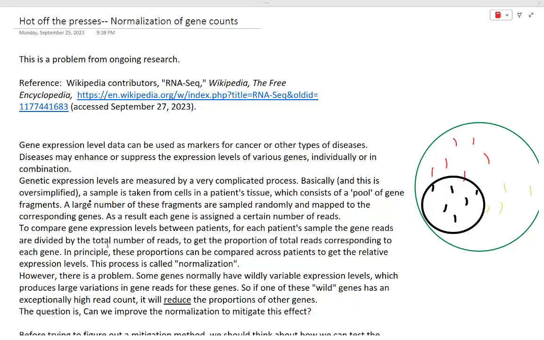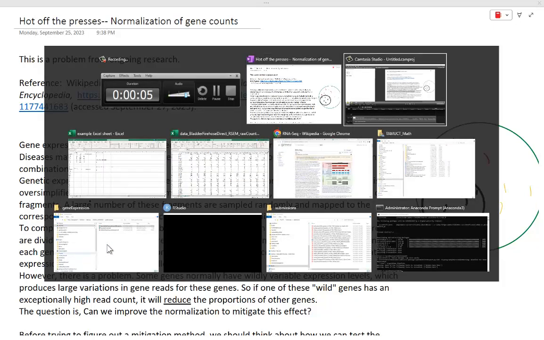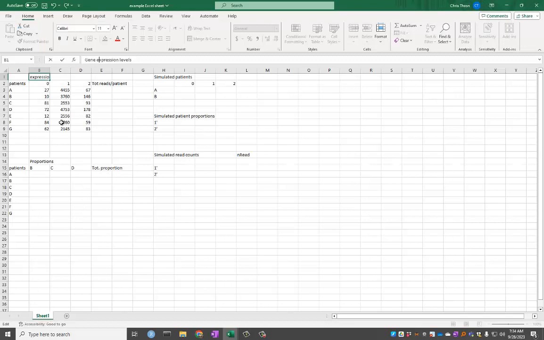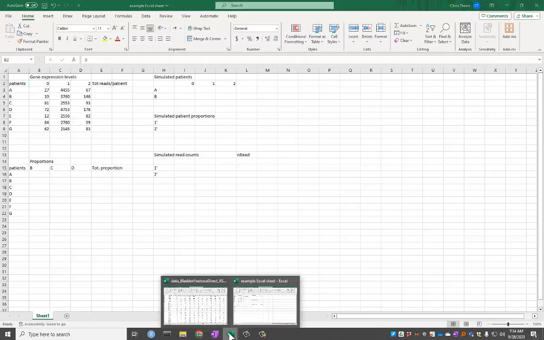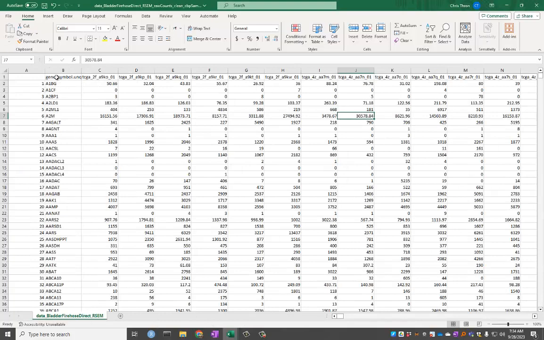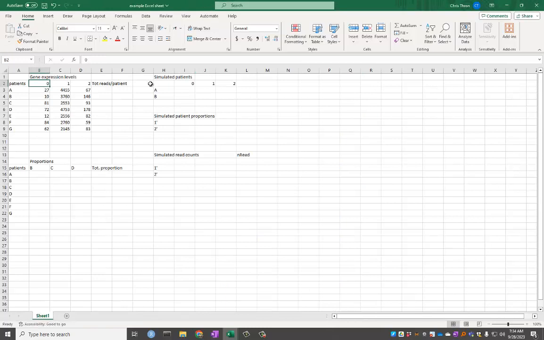So I made a little toy example here to show what I'm talking about. Here I've reorganized the data a little bit. I have the patients in rows and the gene expression levels in columns. That's different from this other database where I have the genes in rows and the patient IDs in the columns. What I want to do is take the gene reads for each patient and sum up, and then to find the proportion, I will divide the value by the sum.